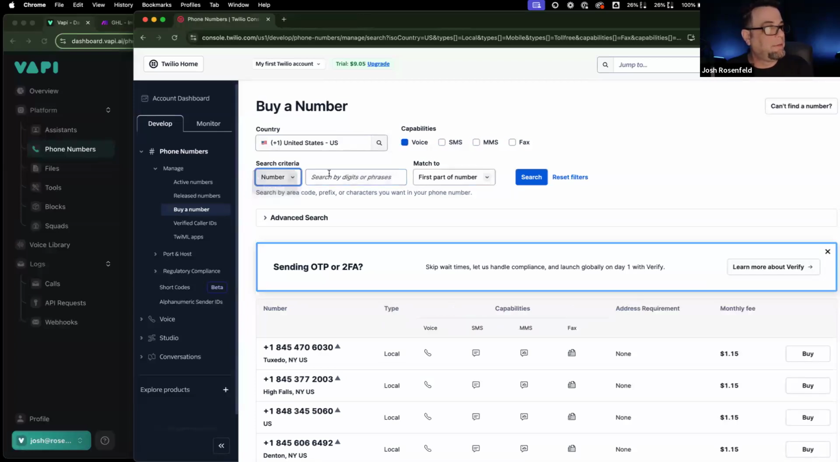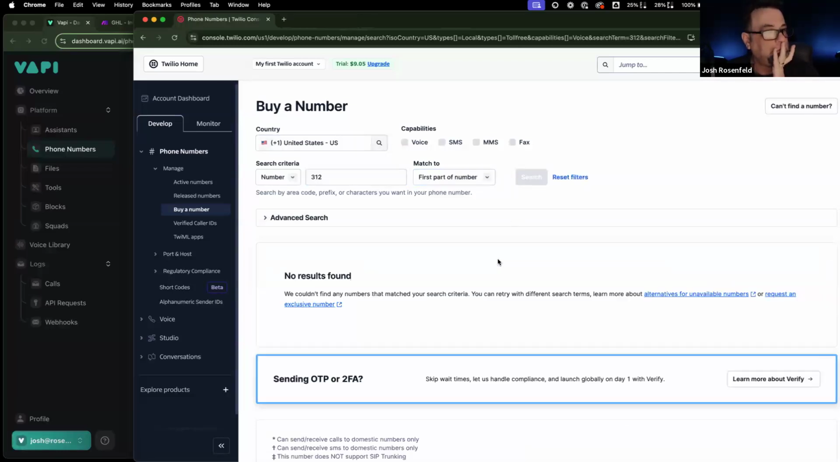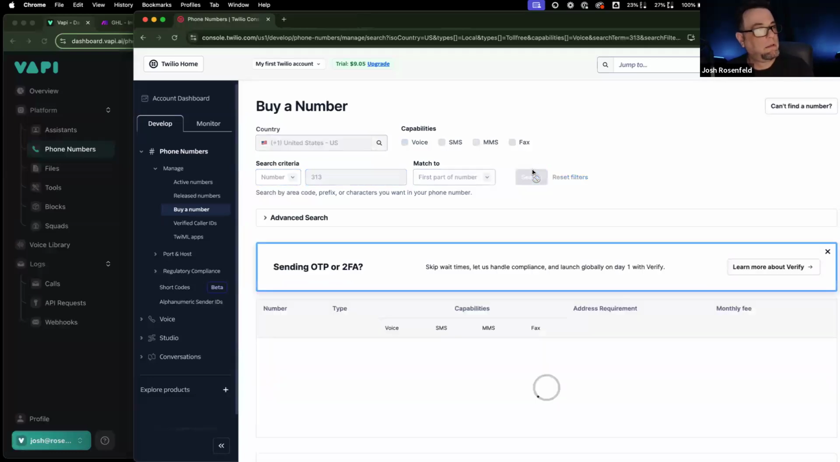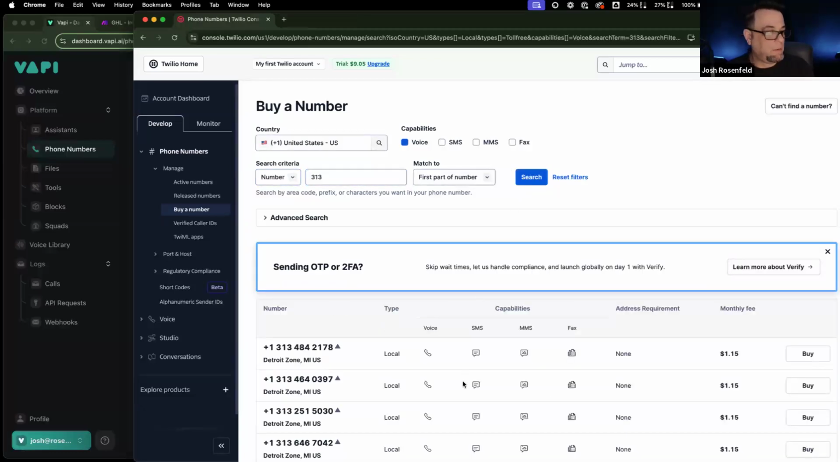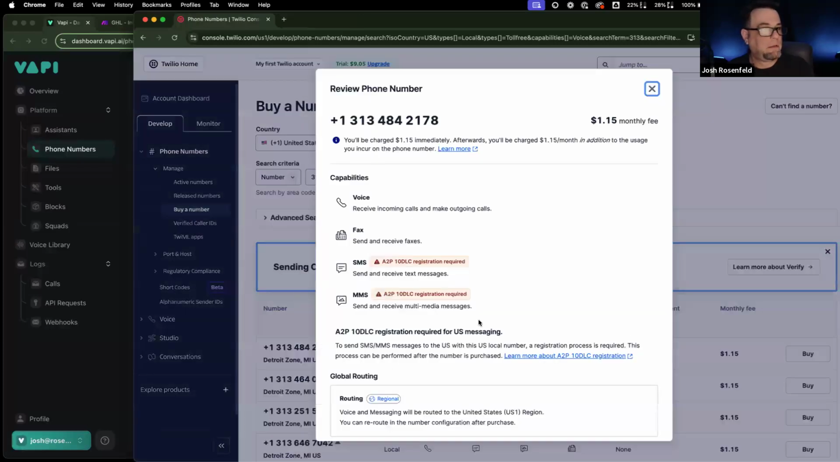So you could do the number and you could do the area code. The one I would want here in Chicago will be 312. The first part of the number will look at the area code. So I'll do search. No results. So it doesn't like that area code at all, which is why I did 313, frankly. Detroit. I'm from Detroit as well. Shit, no numbers there either. There we go. All right. So you buy the number.